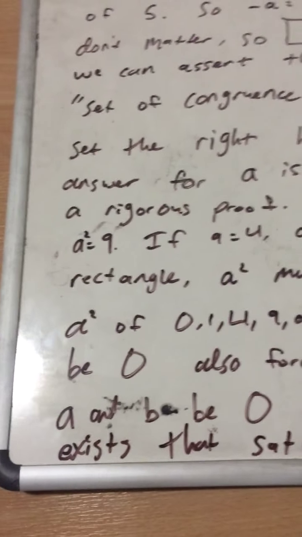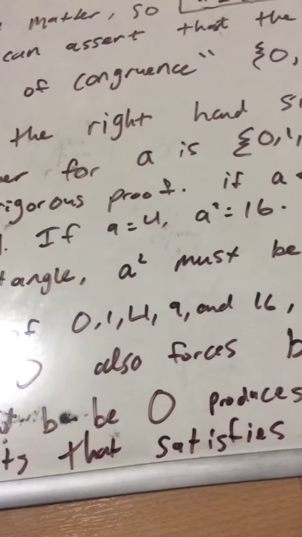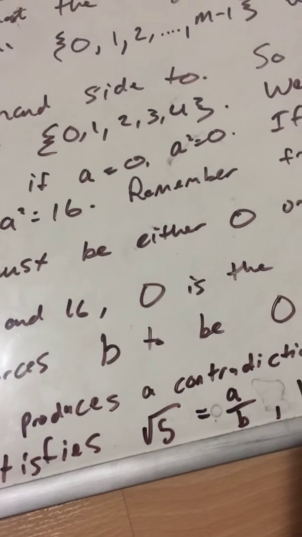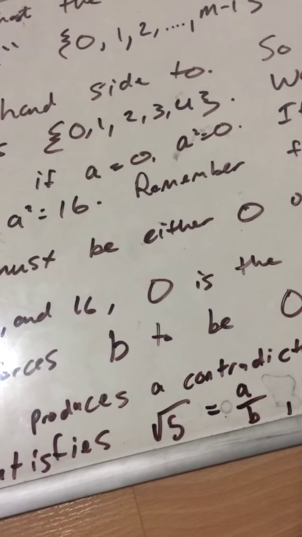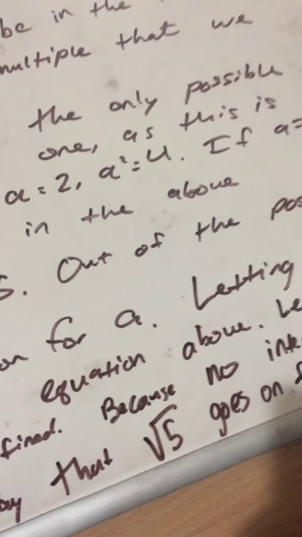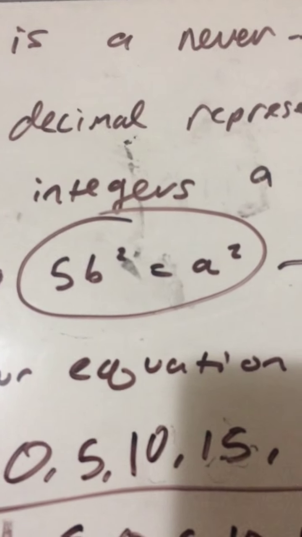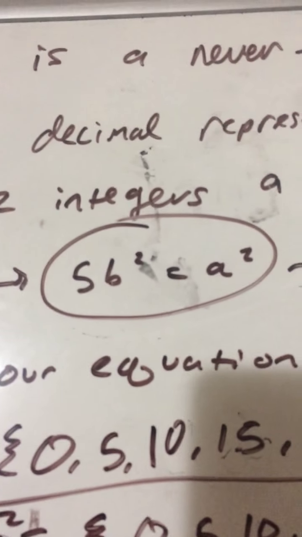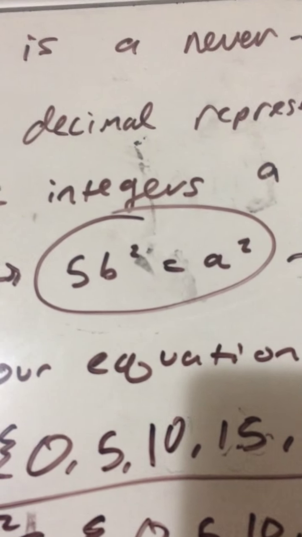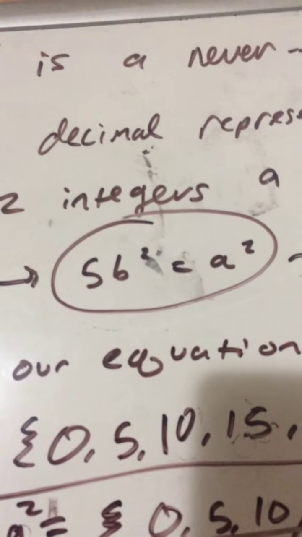Out of the possible a squareds that we tested above, 0, 1, 4, 9, and 16, 0 is the only one that could possibly work. That's either 0 or a multiple of 5. So 0 is the only possible solution for a. Letting a equal 0 also forces b to be 0 from the circled equation above. If we set a squared equal to 0, then 5b squared equals 0. If you divide both sides by 5, you get b squared equals 0. You square root both sides, b must be 0. So that forces b to be 0.